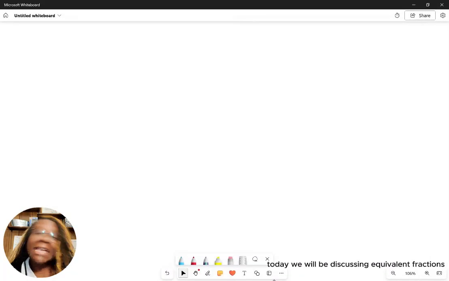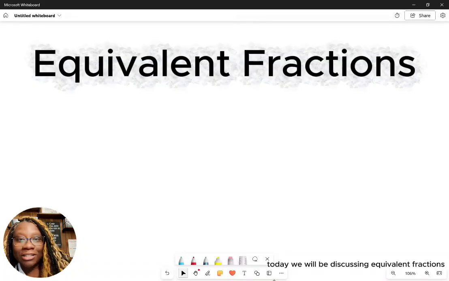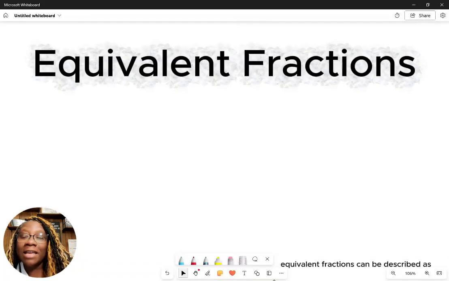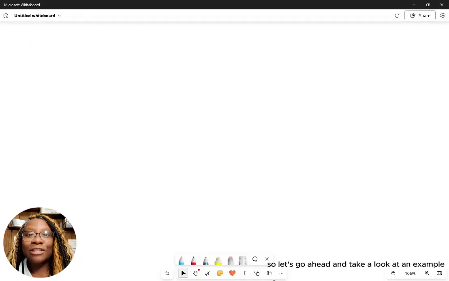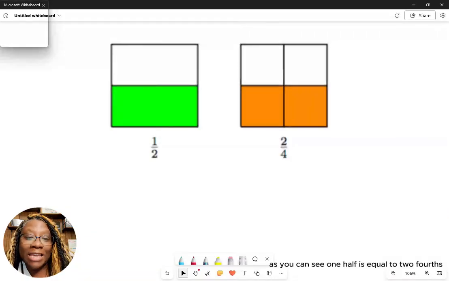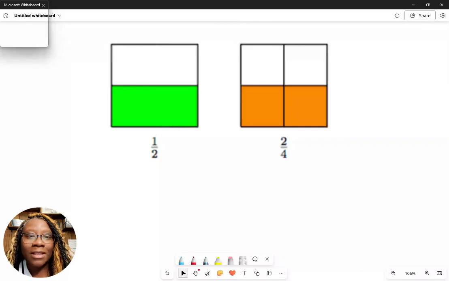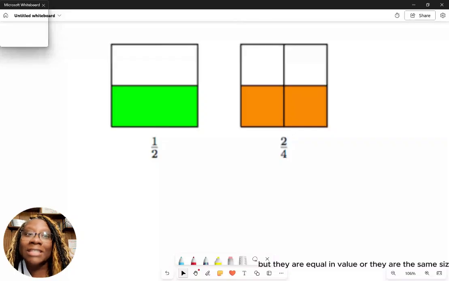Jasmine. Today, we will be discussing equivalent fractions. Equivalent fractions can be described as fractions that look different but have the same value, or they're equivalent or equal in size. So let's go ahead and take a look at an example. As you can see, 1/2 is equal to 2/4. 1/2 is a different fraction than 2/4, but they are equal in value or they are the same size.